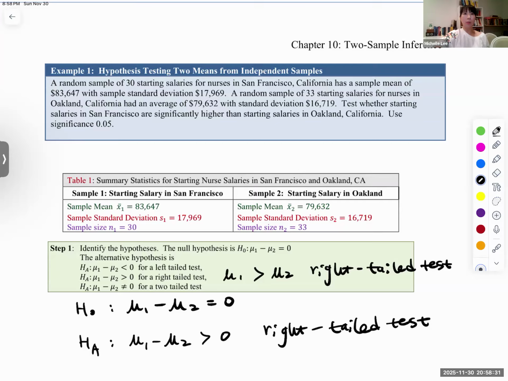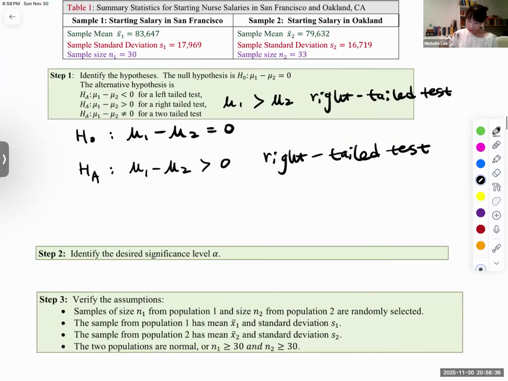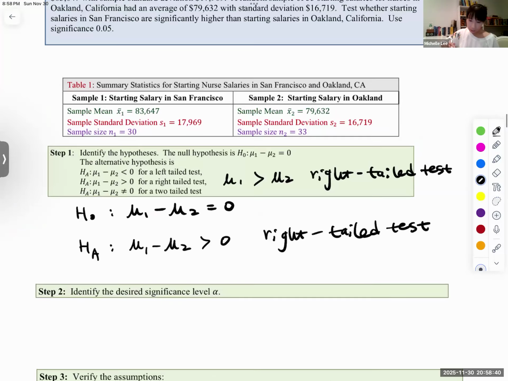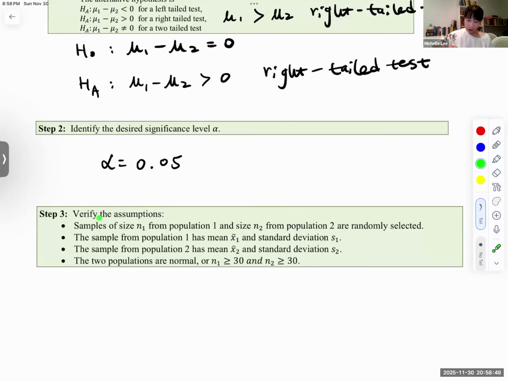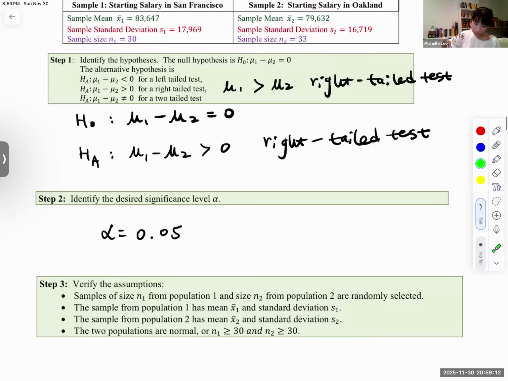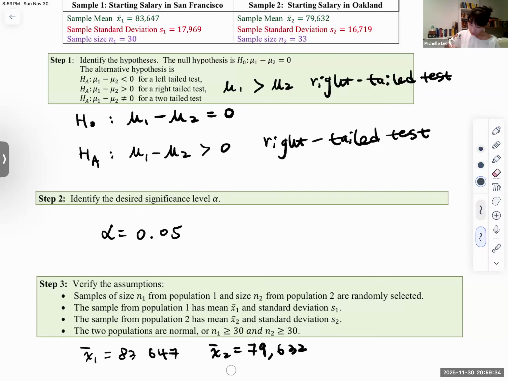Okay? All right, so step 2, level of significance. So alpha is given, 0.05. All right, now step 3, verify the assumptions. Okay, so we have x bar sub 1, x bar sub 2, and s sub 1, s sub 2. And then the sample size is bigger than 30, so it's normal, right? So look, x bar sub 1 equal to 83,647, x bar sub 2 equal to 79,632.